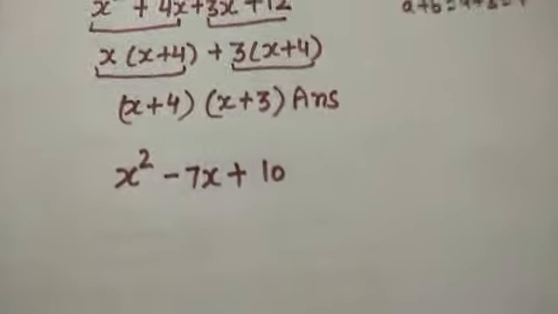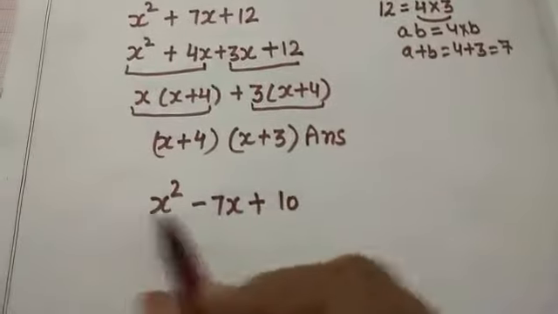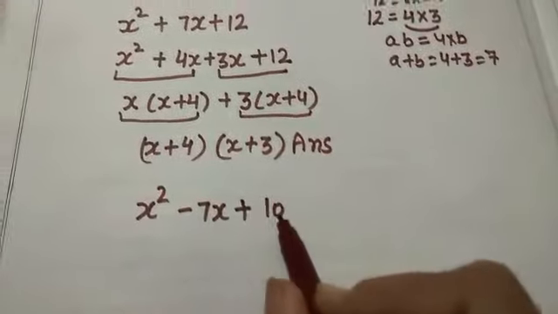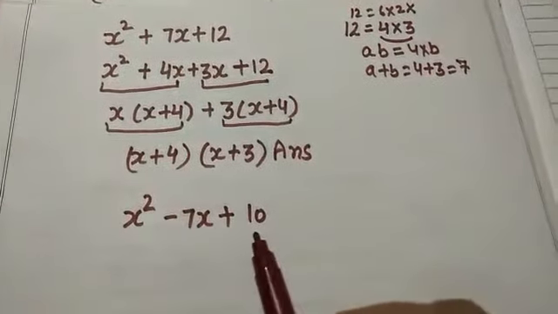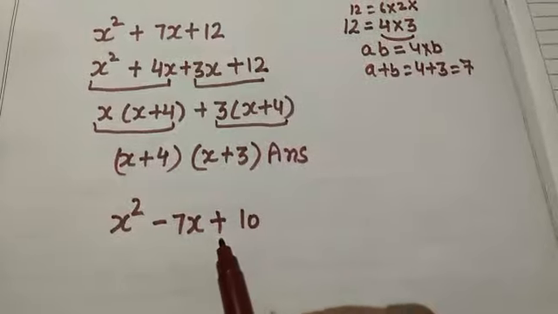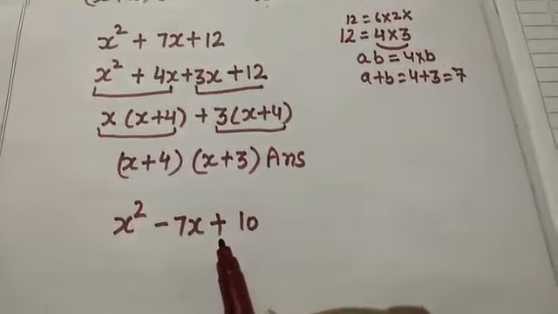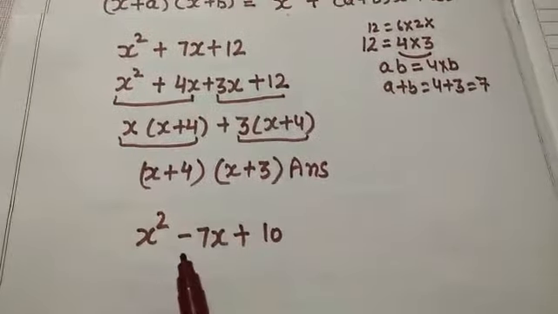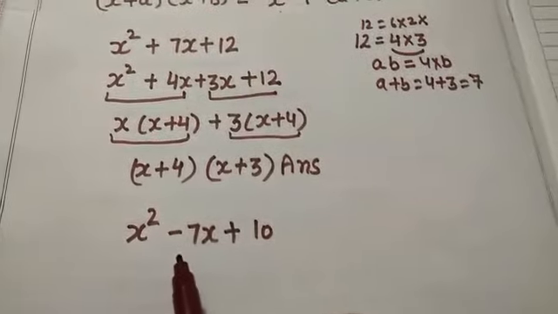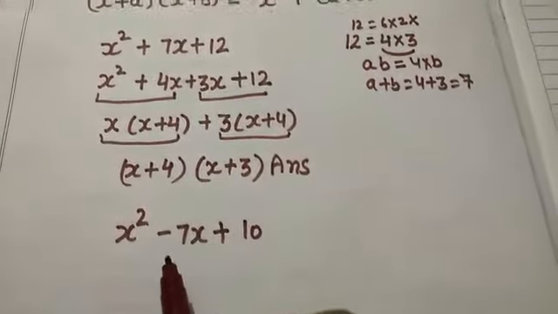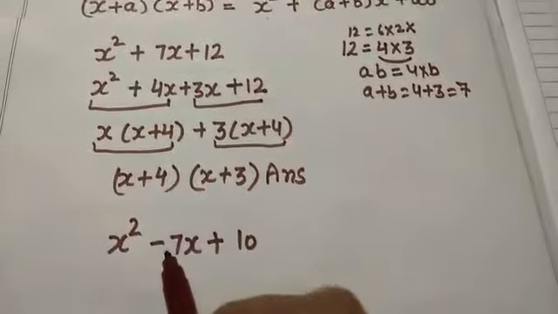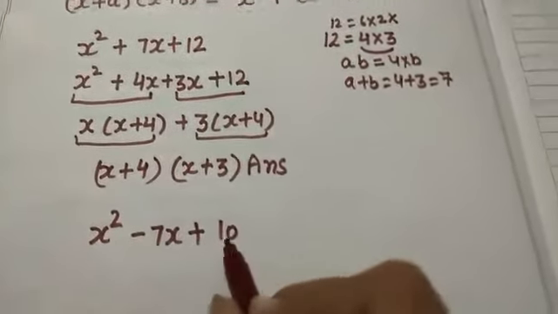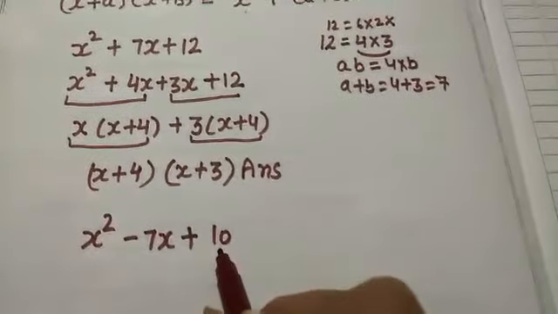Now one more example, I am taking x square minus 7x plus 10. Now first thing, when the last term is with the plus sign, then the middle term will be obtained by the addition of two numbers. Those two numbers may be positive or negative. The middle number is negative here, but the last term is positive.